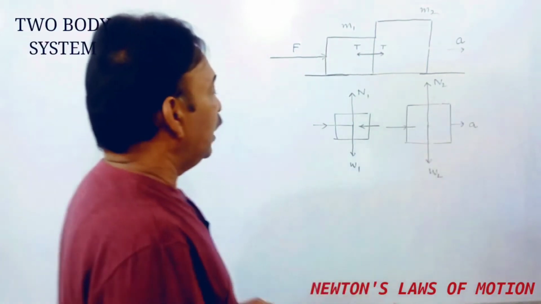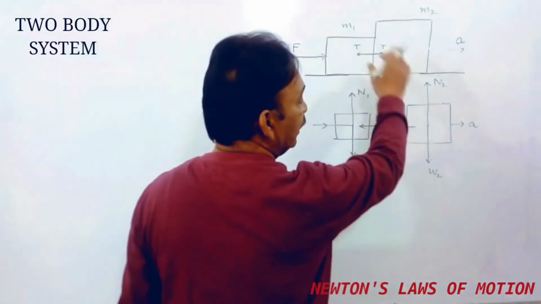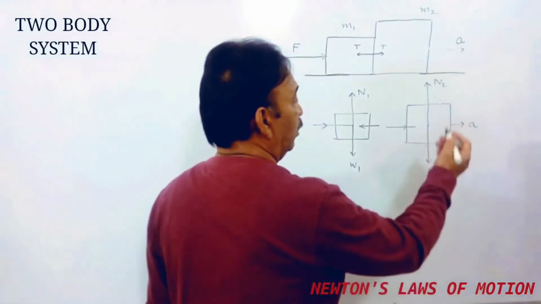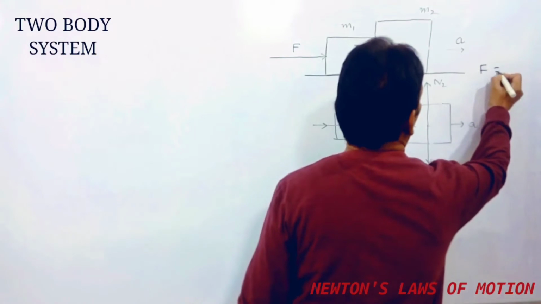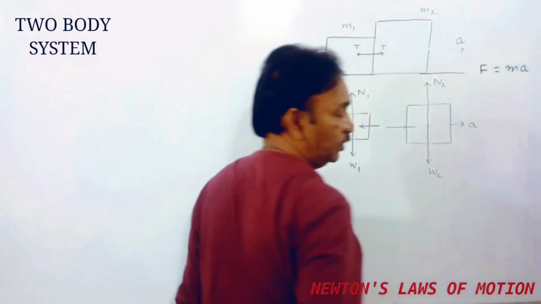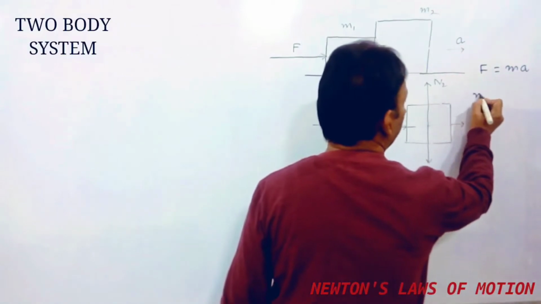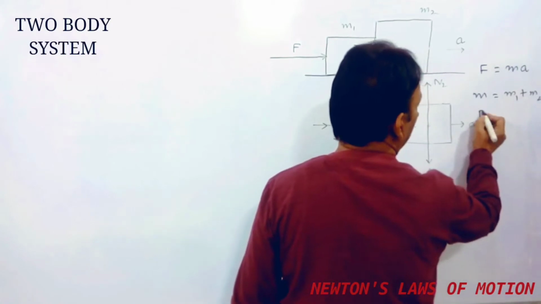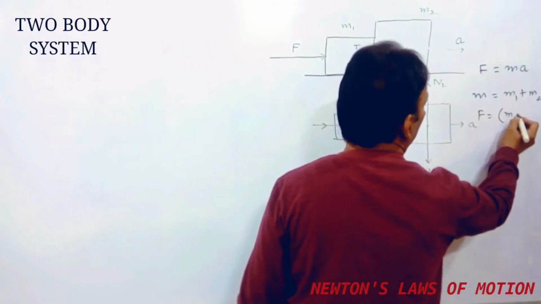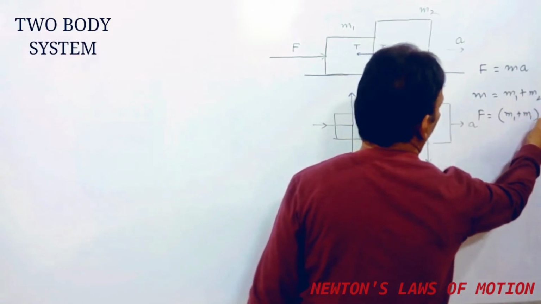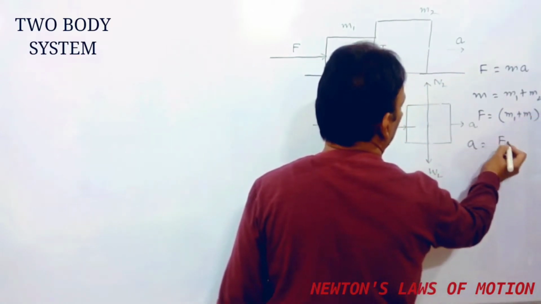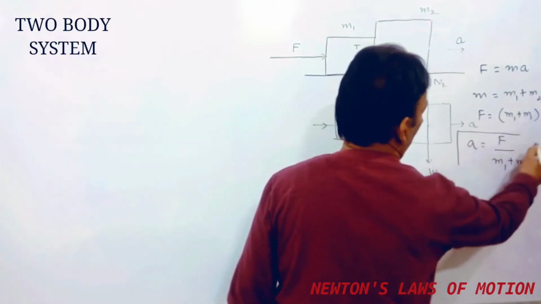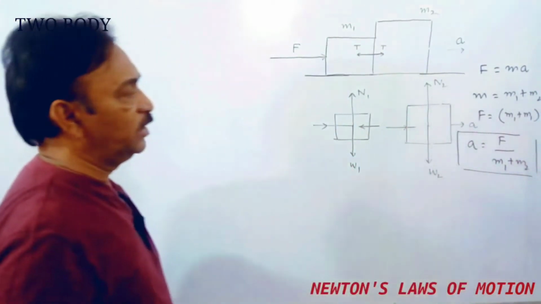Students, then we have to treat these two bodies as a single system. If you apply Newton's law here, F is equal to ma to get the acceleration. Here m is the sum of the masses, m1 plus m2. Then F is equal to (m1 plus m2) times A, and the acceleration we get is F upon (m1 plus m2). It is the acceleration of the system, students.